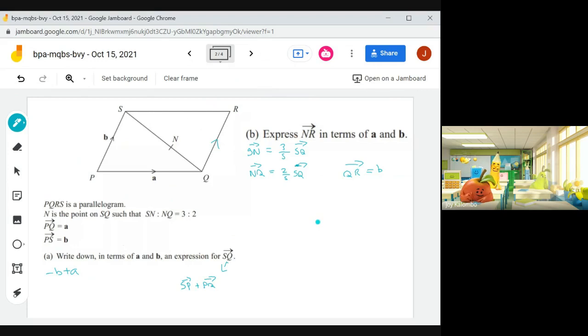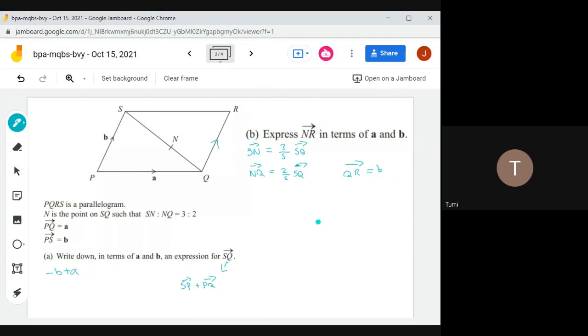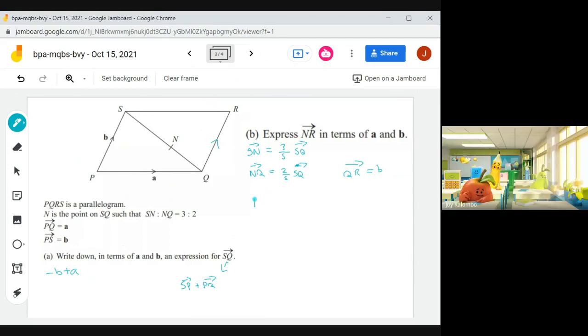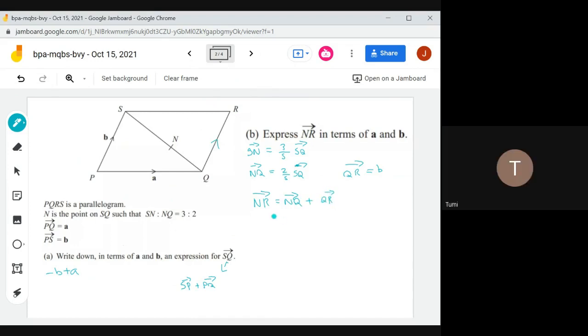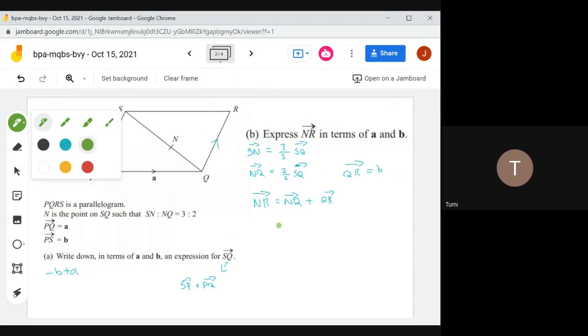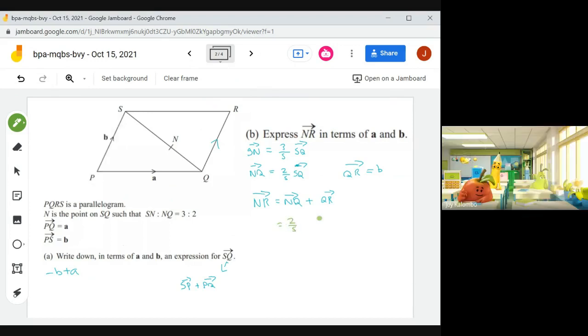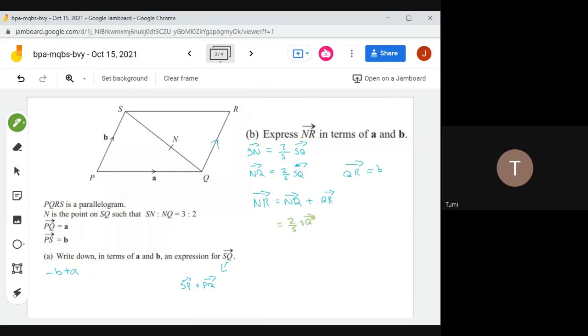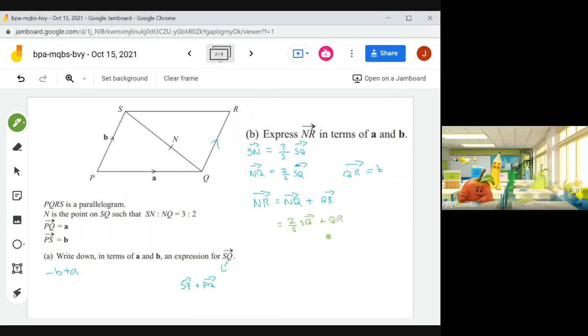So if you're going from N to R, what path are you going to take? I'll go N to Q, then Q to R. Yeah. So N to R is going to be N to Q plus Q to R, like that. Oh, so 2/5 plus B. 2/5 of what? Oh, 2/5 of S to Q plus B. Yes, 2/5 of S to Q plus QR. And yep, you correctly said that QR is B. So how am I going to write the 2/5 of S to Q?